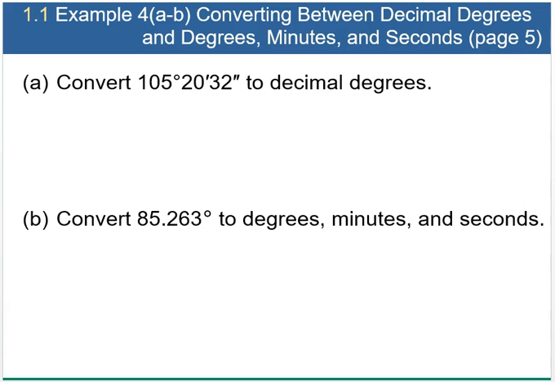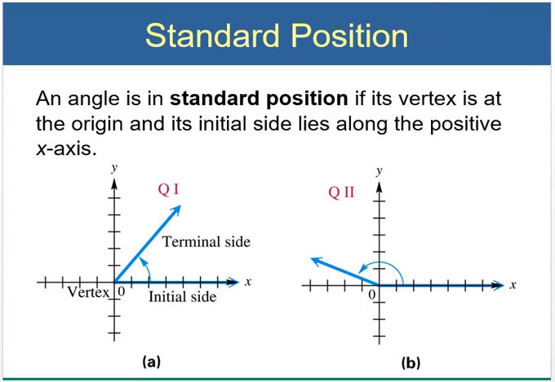Let's look at this next part here. We have an angle is in standard position. Here's just another term that we're going to be looking at. So standard position is known as this. If the vertex is at the origin and the initial side is on the x-axis, and it doesn't matter where your terminal side is, just as long as the vertex is on the origin and the initial side is the x-axis, this angle right here is in standard position.